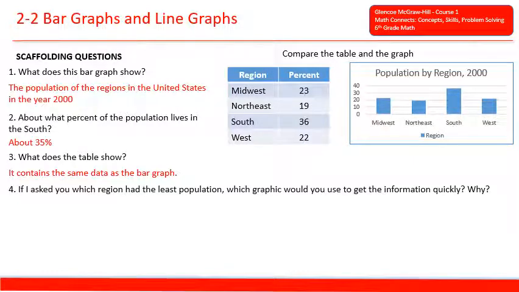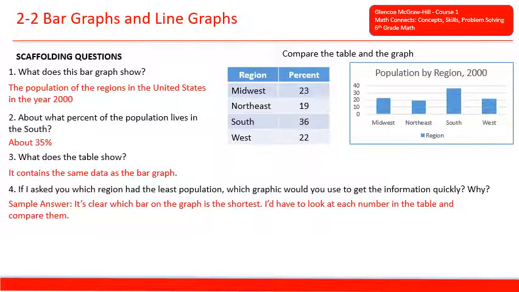If I asked you which region had the least population, which graphic would you use to get the information quickly and why? So you could scan down through the table, or you could just look over at the bar graph for the shortest bar, and you know that it would be the Northeast. And their sample answer: it's clear which bar on the graph is the shortest. I'd have to look at each number in the table and compare them.